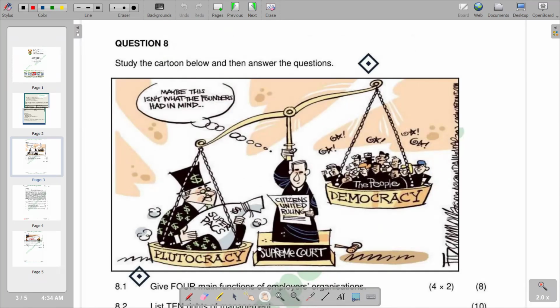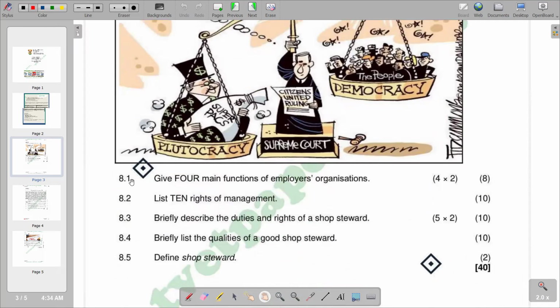Then beneath that, we have the question part, whereby the first part, 8.1, reads, give four main functions of employers' organizations. Our question has 8 marks, and of course, it requires you to raise 4 points, each with 2 marks.